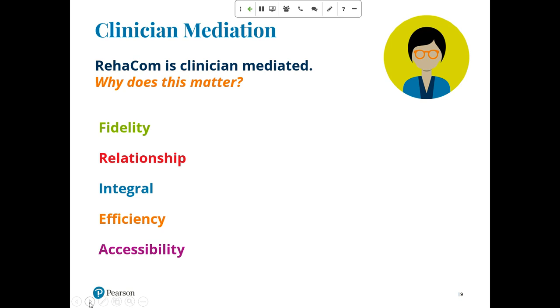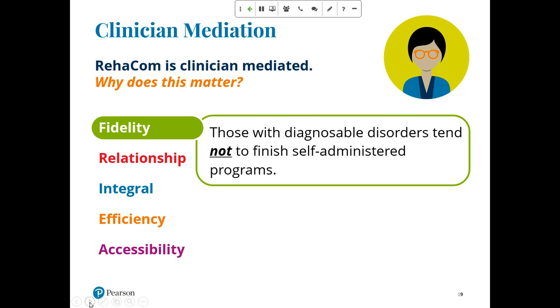So why does this all matter? The simple answer is fidelity. We want to make sure that individuals that do have a diagnosed disorder get help. And what we know is that if it's self-administered, there's a tendency not to finish. Adults frequently have lots of reasons why they're unable to complete a program. And they may be very good reasons on the face of it. For example, jury duty, or perhaps planning a wedding, or perhaps there's been a death in the family and they have to put everything aside.